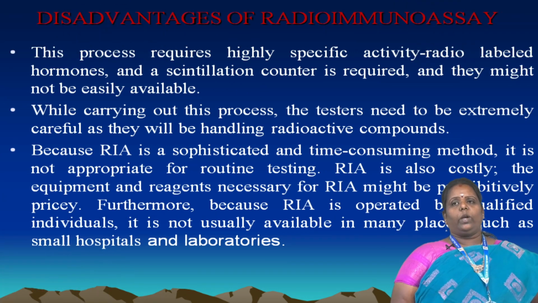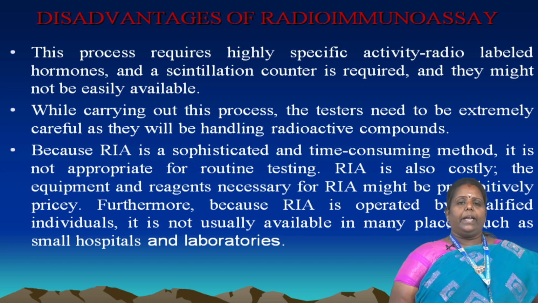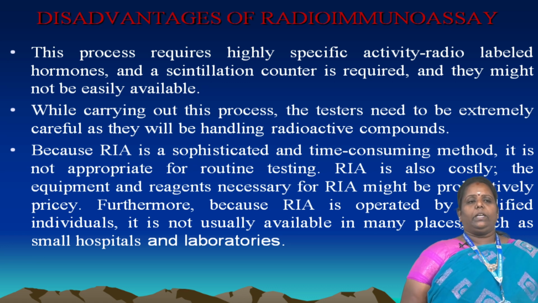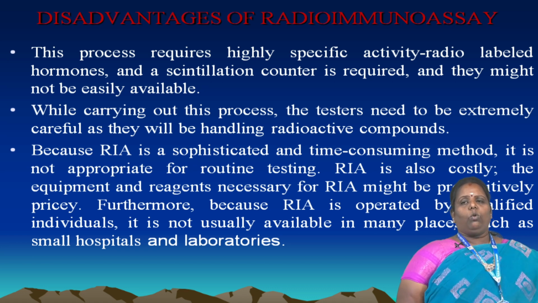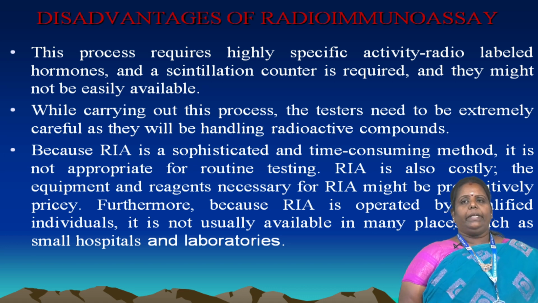The process requires a highly specific and radio-labeled hormone. After that, with the radio label, we identify which particular hormone is affected. Normally a scintillation counter is required. This counter works with the radioactive isotope, and it might not be easily available. So we have to identify through the RIA technique.